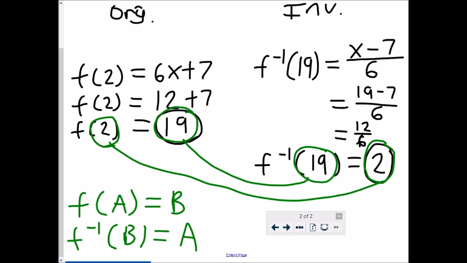Let's say somehow I got 20. Well, we know 13 divided by 6 is close to 2, but it isn't 2. And once we compare it to the original, it wouldn't line up. So then it would be false. But this is a true example on how it works.